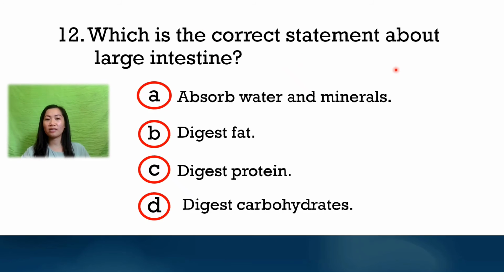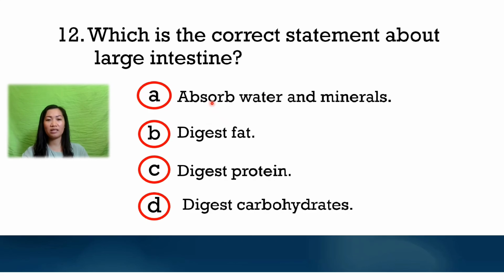So, which is the correct statement about the large intestine? We talked about it in our previous topic, which is the digestive system. So, from that lesson, which is the correct statement about the large intestine? Letter A, it absorbs the water and minerals. Letter B, it digests the fat. Letter C, it digests the protein. Letter D, it digests the carbohydrates. Again, which is the correct statement about the large intestine?